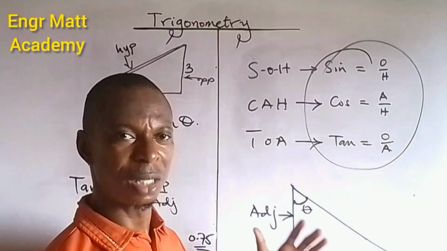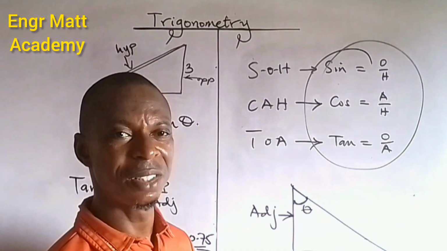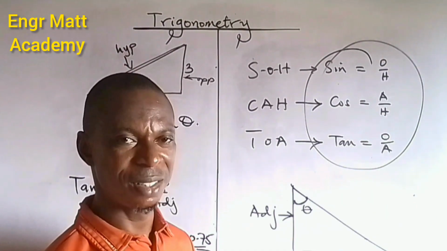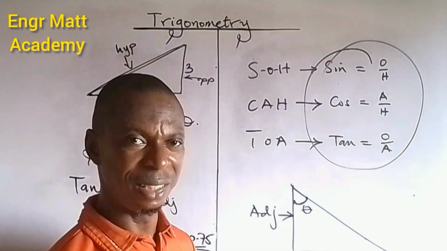Now that you understand SOH CAH TOA, the next thing is to know how to use it with 30 degrees, 45 degrees, and 60 degrees. That is where most exam questions come from. And I will break that down in the next lesson.